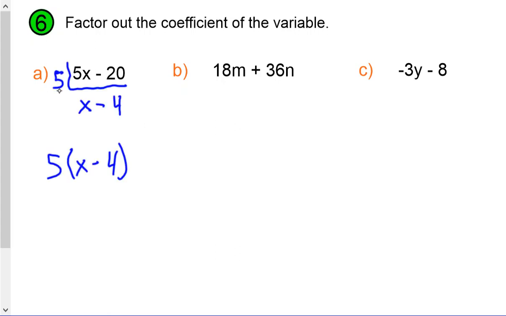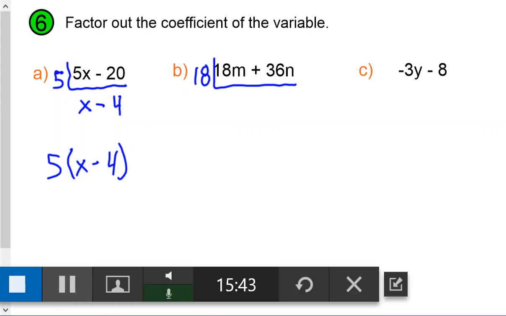Alright, so the first one, we factored out the 5. So 5x divided by 5 will leave us with 1x. And negative 20 divided by 5 will leave us with negative 4. So our factored expression is 5 times x minus 4. So factoring out the 18, 18m divided by 18 would leave us with m. And 36n divided by 18 would leave us with 2n. So our factored expression would be 18 times m plus 2n.